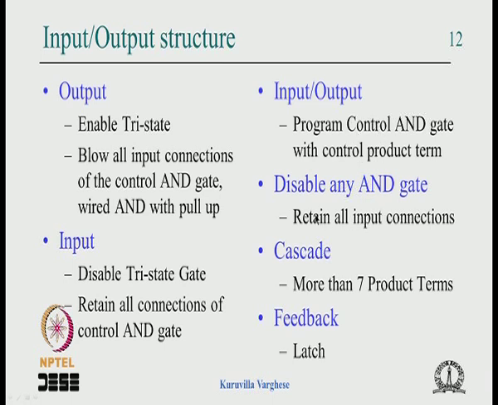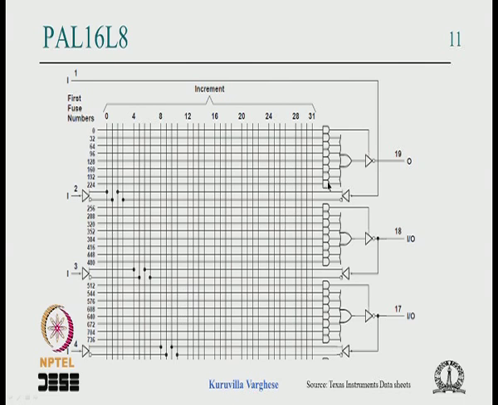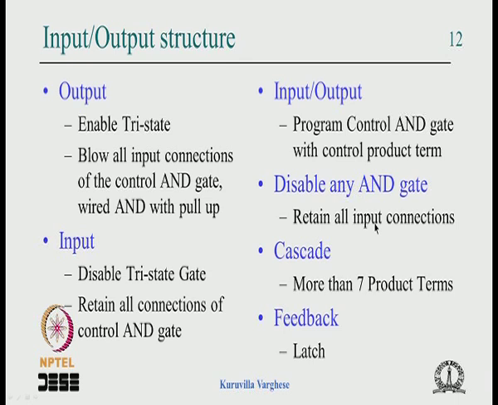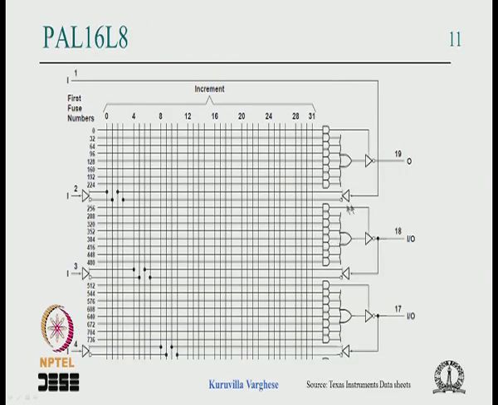Okay. And you are able to disable any AND gate. Suppose in the 7 AND gates you can disable 3 of them, if you want to use only 4, by retaining all the input connections in those AND gates. You can cascade multiple sections, if you have more than 7 product terms in this particular thing. You can use it as a feedback. An example is to form a latch. So there are a lot of uses for this simple structure which allows us to do many things.